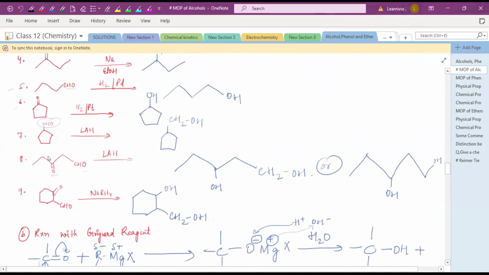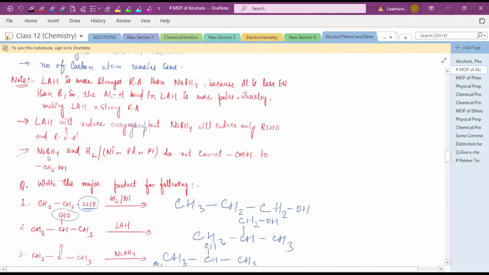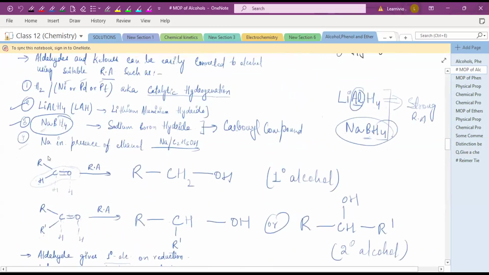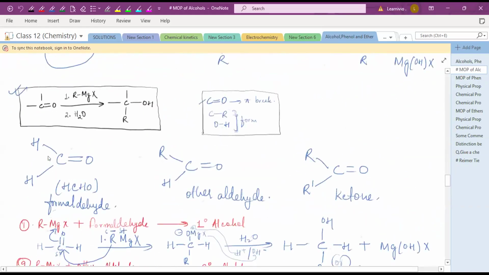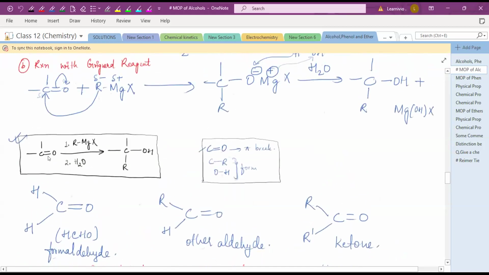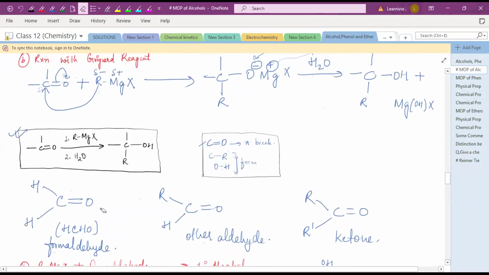So see Rinda, it's the reaction of carbonyl compounds with Grignard reagent. When carbonyl compounds are treated with the Grignard reagent, they form the corresponding alcohol. Suppose we have an aldehyde. Let's understand the mechanism. It's a very easy mechanism. So this is your carbonyl compound. You know very well what a carbonyl compound is: the compound which contains the C=O group.